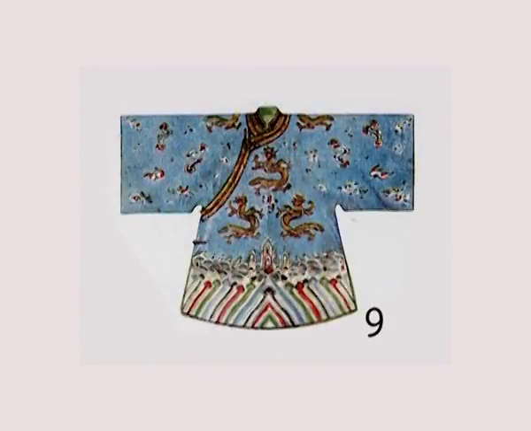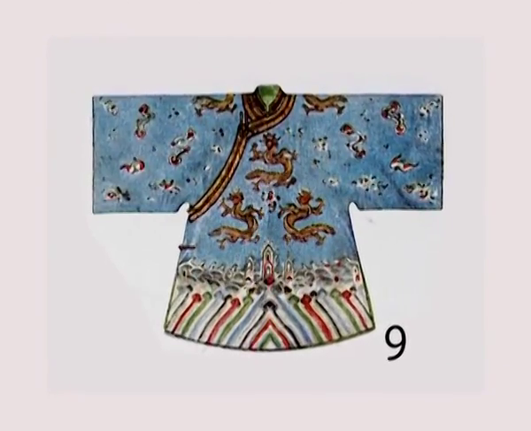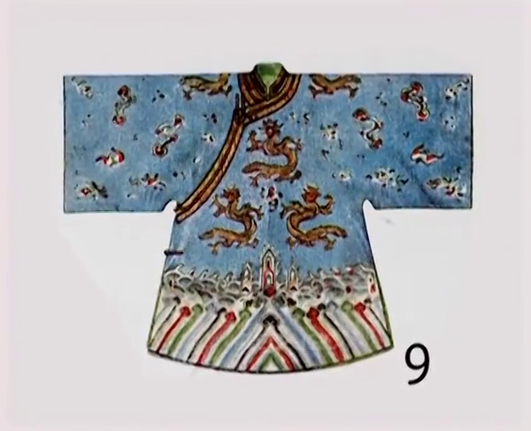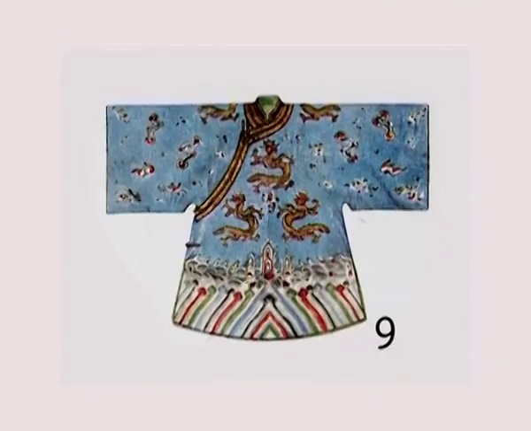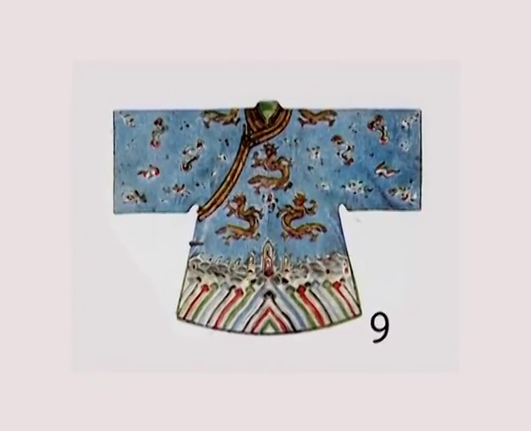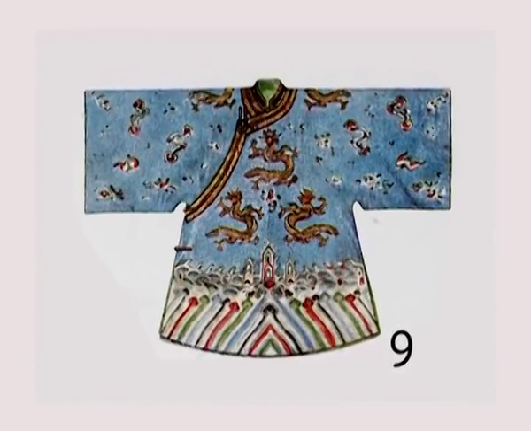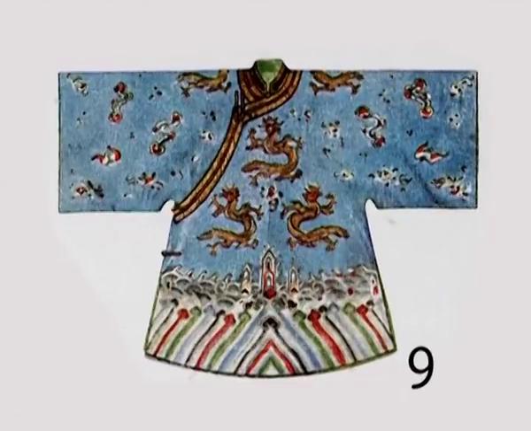Number nine, a wide-sleeved jerkin worn by women of rank. It is made of silk with cloud and dragon patterns of tapestry. The neck opening and flap are appliqued with gold material. The lining is of pale green silk.